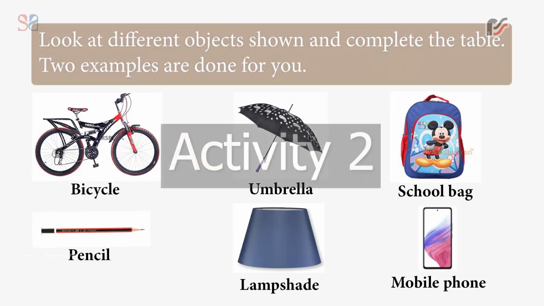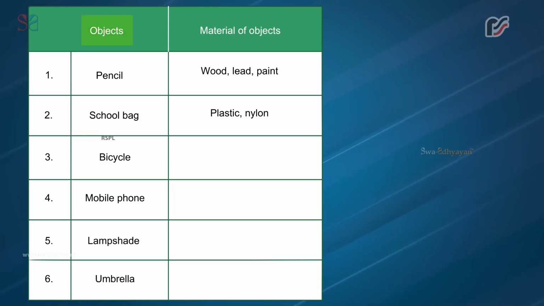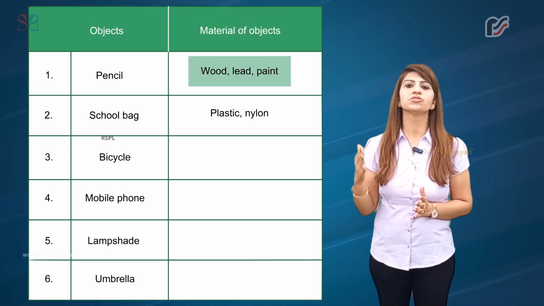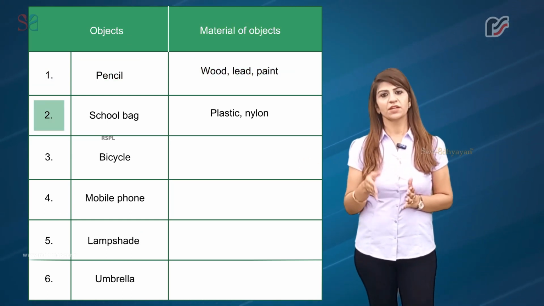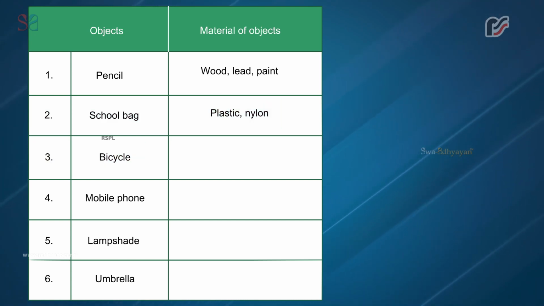Activity 2. Look at different objects shown and complete the table. 2 examples are done for you. Objects, material of objects. Number 1, pencil, wood, lead, paint. Number 2, school bag, plastic, nylon. Number 3, bicycle. Number 4, mobile phone. Number 5, lampshade. Number 6, umbrella.